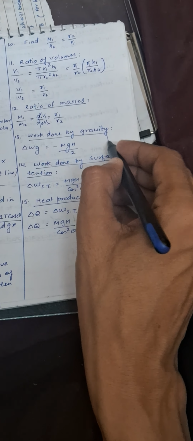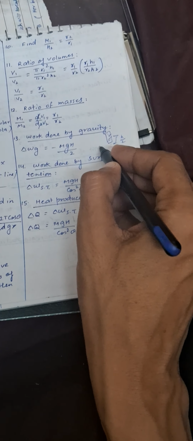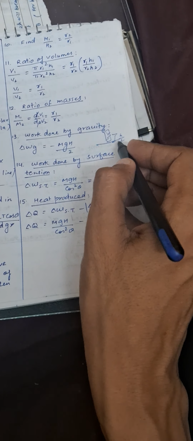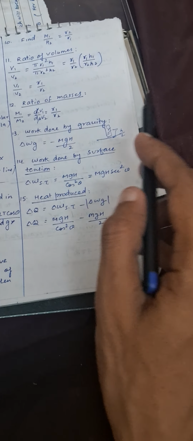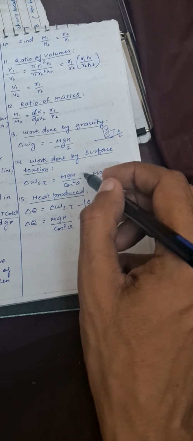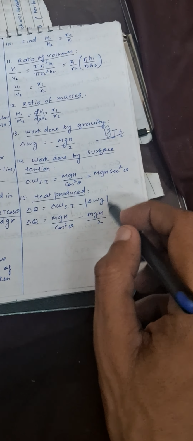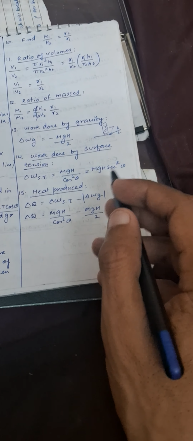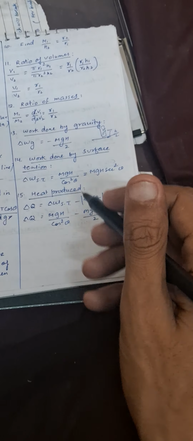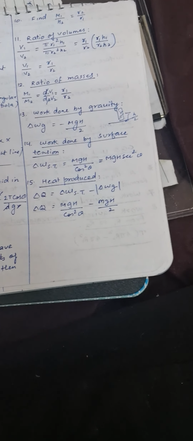If we have the liquid column of height h, its center of mass will be at h by 2. If we take this as the reference, then work done by gravity is minus mgh by 2. Next is work done by surface tension. After calculations, it comes out to be mgh by cos square theta, or mgh sec square theta. Then there is heat produced. Heat produced is the difference between work done by surface tension and work done by gravity. Work done by gravity is negative, so I have omitted it here and just taken the magnitude. So heat produced is mgh by cos square theta minus mgh by 2.